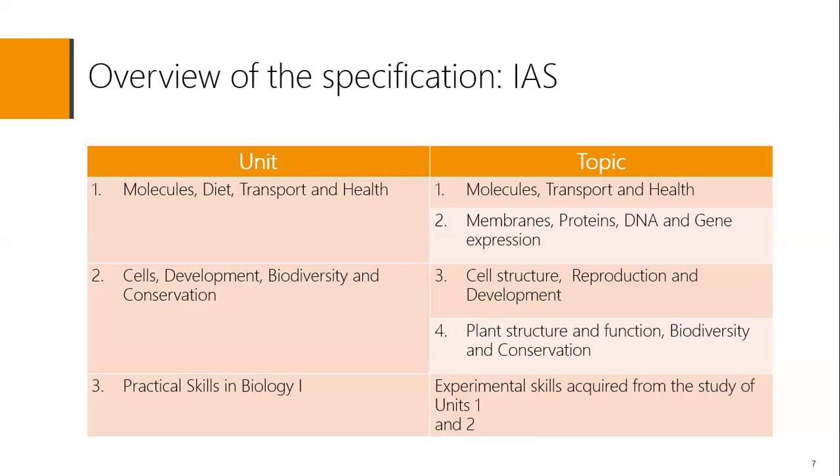Units 1 and 2 are each split into 2 main topics or themes, as you can see. Unit 3 is purely experimental skills acquired from the study of units 1 and 2. So as you are teaching units 1 and 2, you will be carrying out core practicals, additional practicals, enabling your students to develop the experimental skills required.